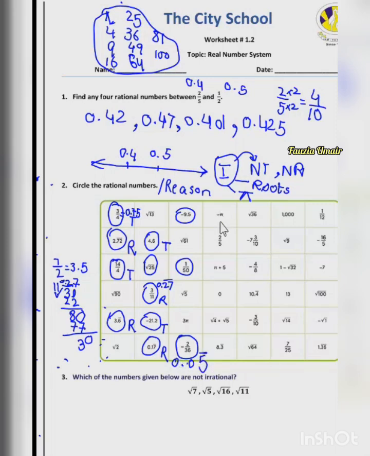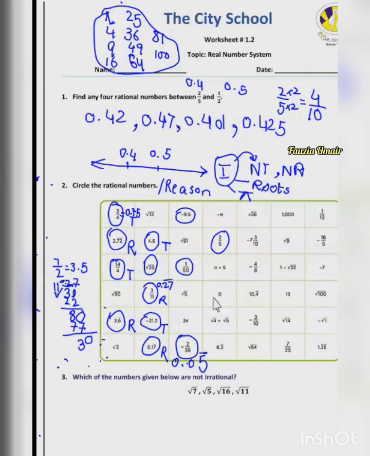Pi is also irrational. 2 by 5, we have just found out, 2 by 5 is 0.4. It's a rational number. Pi plus 5. I told you wherever pi is, that is an irrational number. Next is 0. So what do you think 0 is?